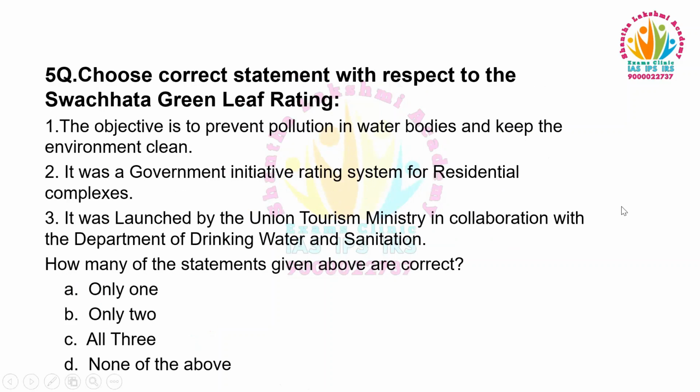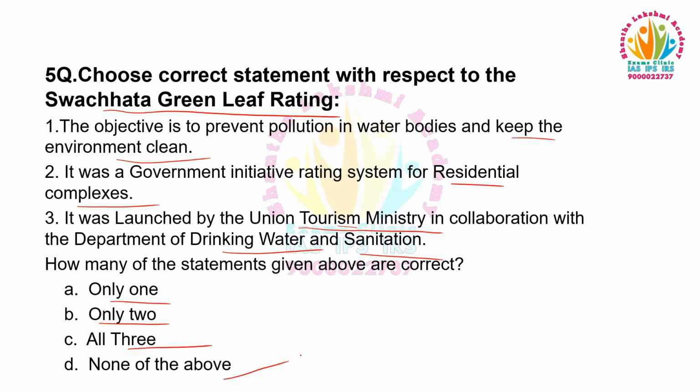Choose correct statements with respect to the Swachhata Green Leaf Rating. One, the objective is to prevent pollution in water bodies and keep the environment clean. Two, it was a government initiative rating system for residential complexes. Three, it was launched by the Union Tourism Ministry in collaboration with the Department of Drinking Water and Sanitation. How many of the statements given above are correct? Only one, only two, all three, none of the above.